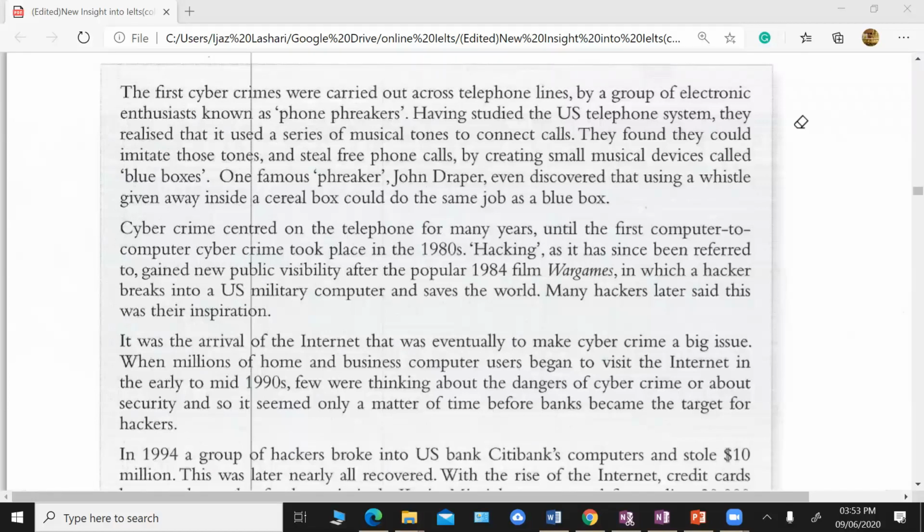In 1994, a group of hackers broke into US bank Citibank's computer and stole $10 million. This was later nearly all recovered. With the rise of the internet, credit cards became the tool of cyber criminals. Kevin Mitnick was arrested for stealing 20,000 credit card numbers over the net in 1995. This and other credit card crime prompted credit card companies to consider ways that could make cards more secure.